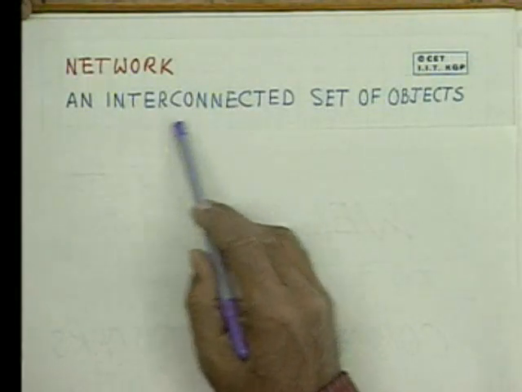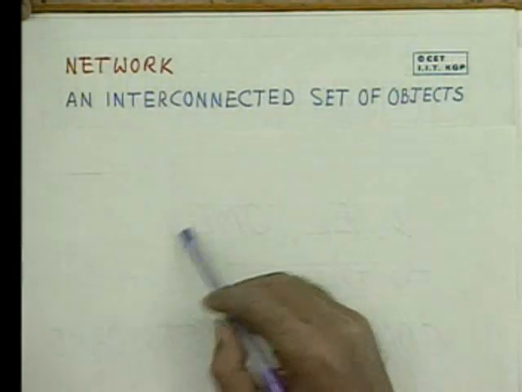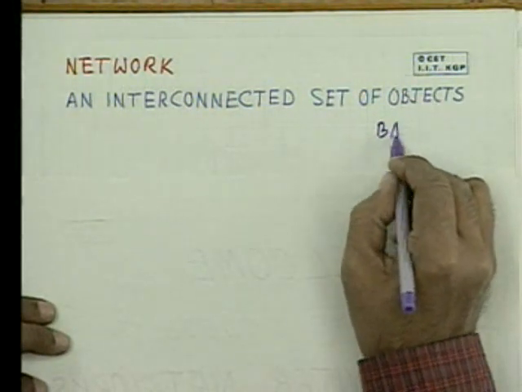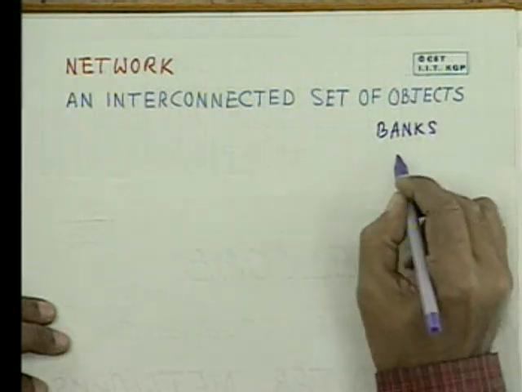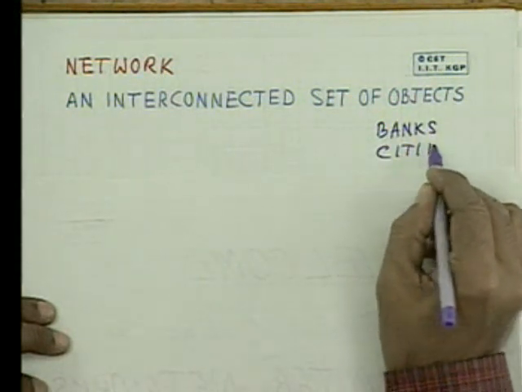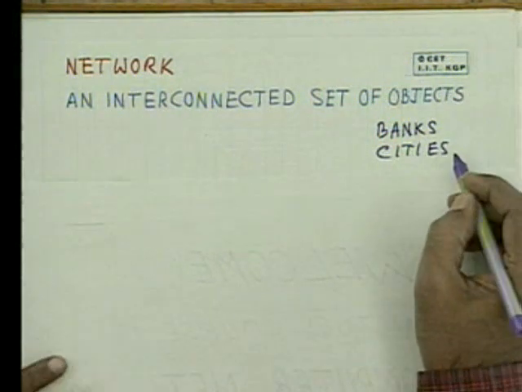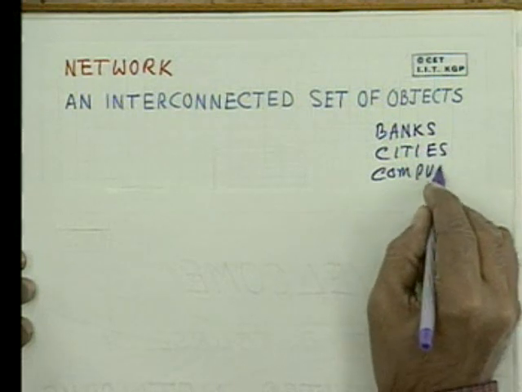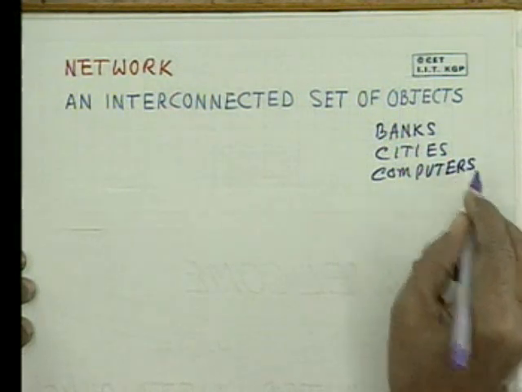To start with, let us see what we mean by computer network. A network is an interconnected set of objects. These objects can be banks, cities, computers, as I have told.